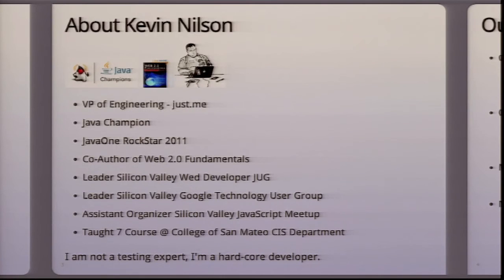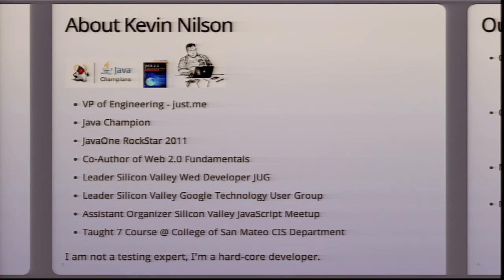So welcome everybody. A little bit about me. I'm Kevin Nilson, VP of Engineering at Just Me, a startup in Google Startup Labs. We use all Java technology where we can. We're a Spring MVC shop, and we're mostly in the mobile space, doing native iPhone and Android applications. I'm a Java champion, and last year a JavaOne Rockstar. So hopefully everybody will submit their feedback again today, and who knows, maybe we'll get lucky enough that it will happen again. I authored a book several years ago, Web 2.0 Fundamentals, and there's still a lot of relevant stuff in there.